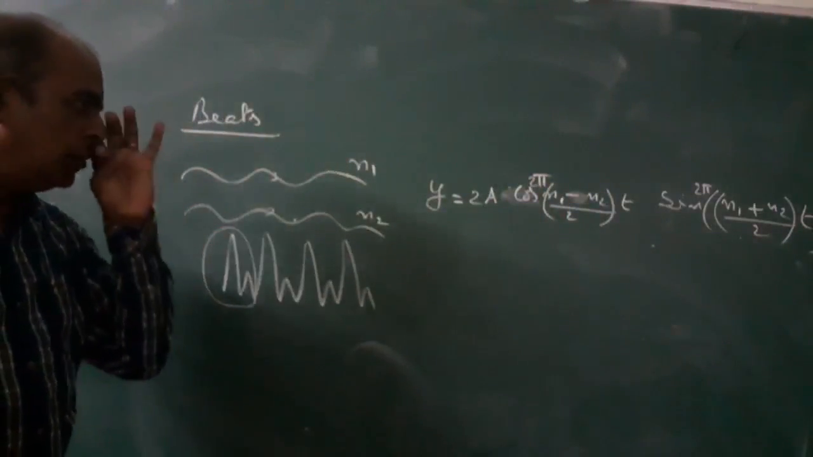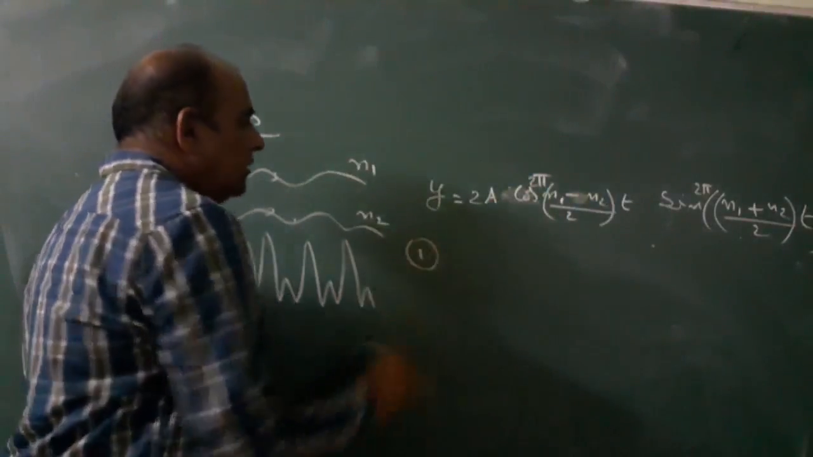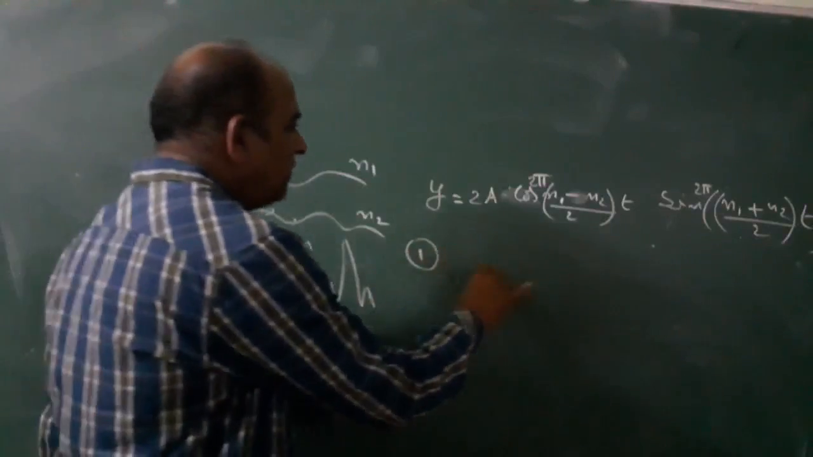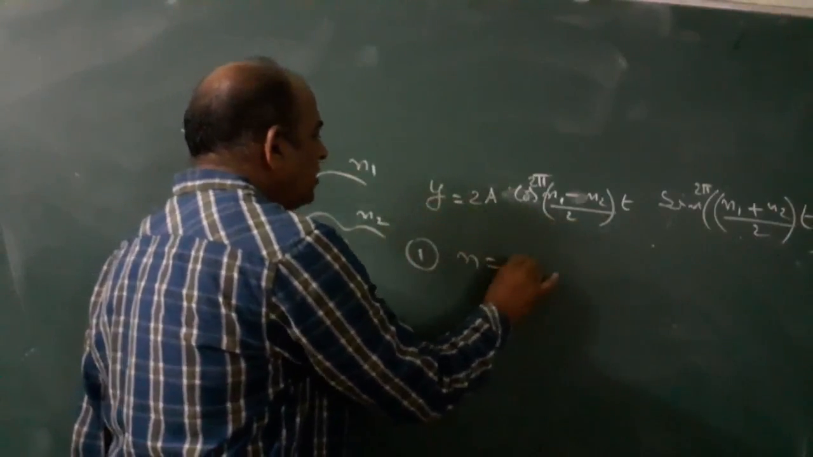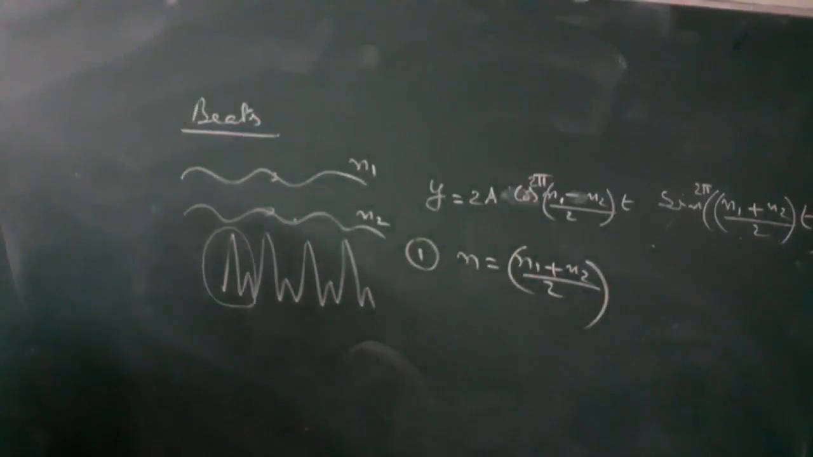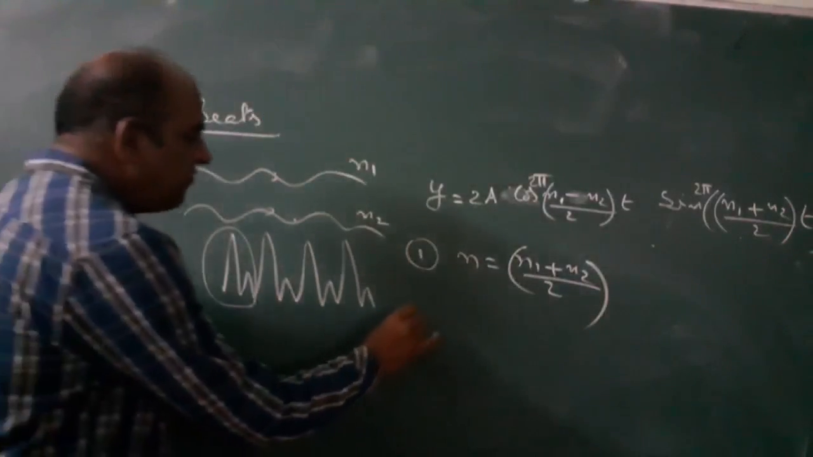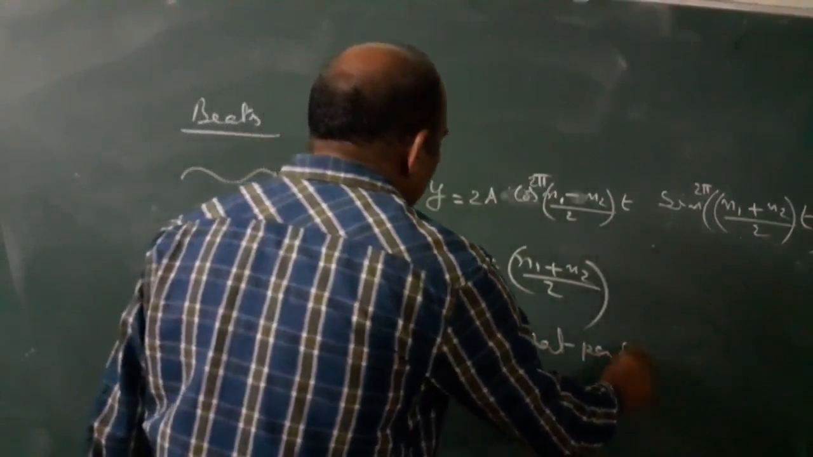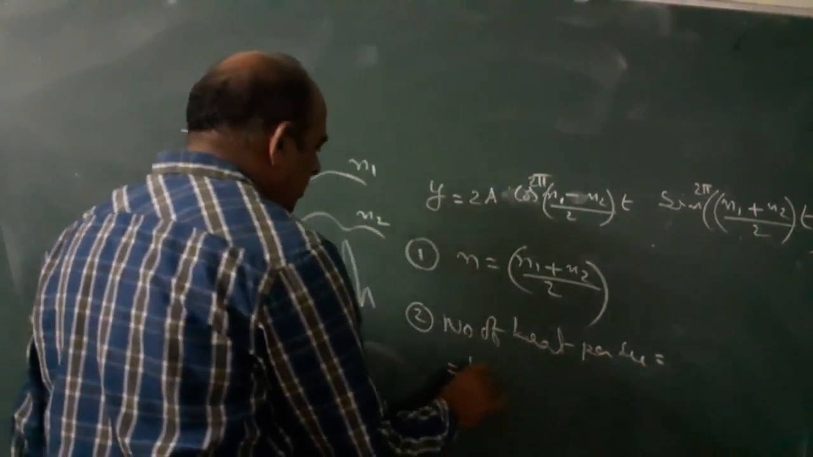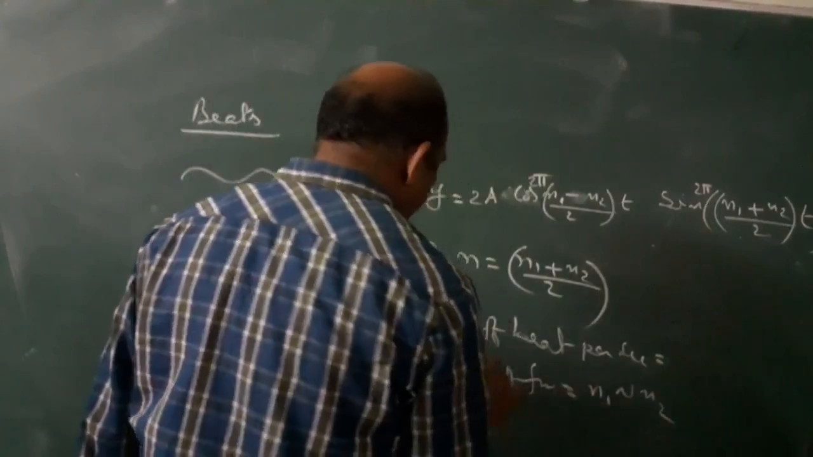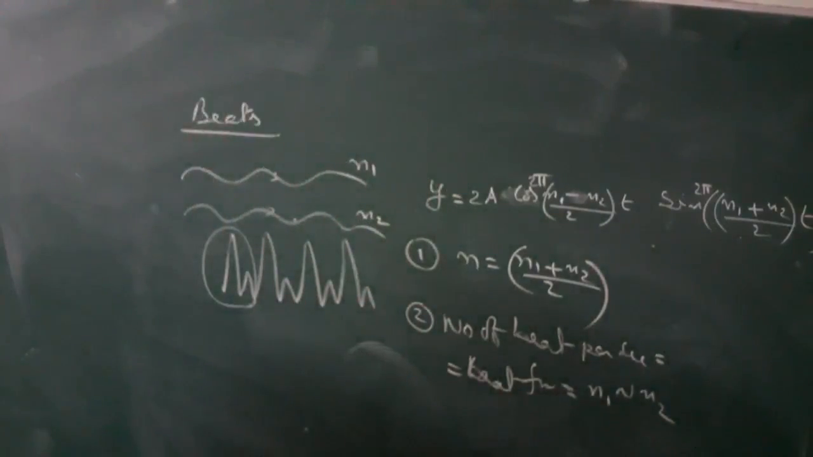So, during beats, first point, the resultant sound frequency is equal to (n1 plus n2) by 2. And the number of beats per second is known as beat frequency. That is equal to the difference of the parent frequencies, n1 minus n2 or n2 minus n1. One waxing and one waning is called one beat.